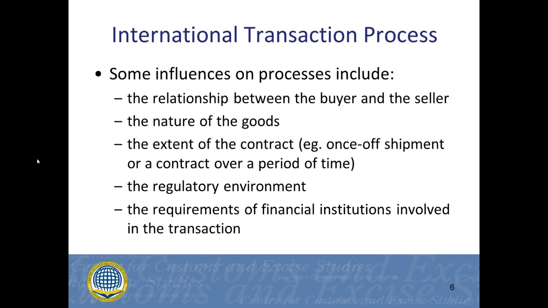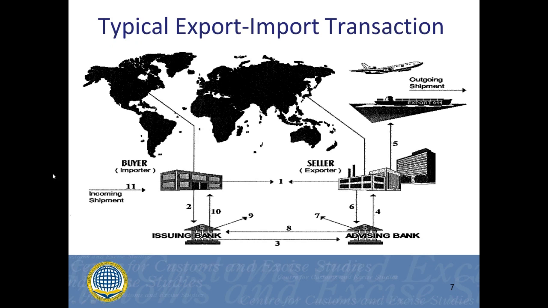The processes involved in international commerce can vary considerably, and some examples of influences that occur in the international transaction include the relationship between buyer and seller. That includes whether parties are known to each other, whether they had past dealings, and the level of trust that exists between the parties. Also, the nature of goods is an influence. For example, whether goods are hazardous goods or perishable goods. Also, the extent of the contract. Is this a one-off sale, or is this a long-term contract over a certain period of time? That may affect the terms of the contract itself. The regulatory environment is also important, and also the requirements of financial institutions that may be involved in the transaction.